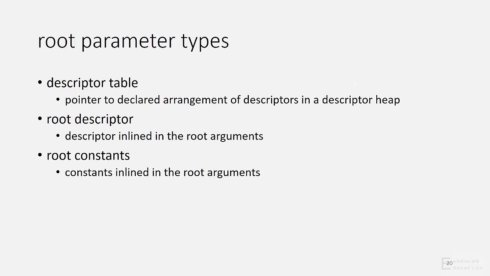There are three types of parameters that can be used in a root signature: a descriptor table, which is a pointer to a set of descriptors in a descriptor heap; a root descriptor, which is a descriptor directly in the root arguments; and root constants, which are numbers or constants directly in the root arguments. These three types of parameters will now be described in more detail.